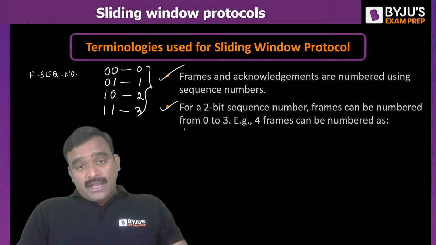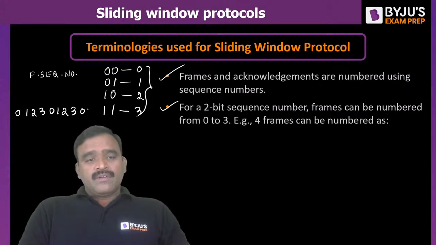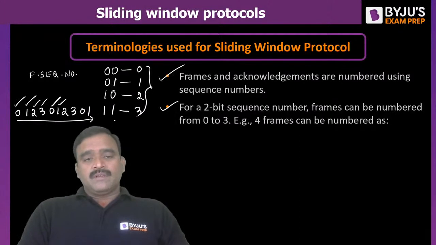But if we have 10 frames, for example, we continuously repeat the sequence 0, 1, 2, 3 and again 0, 1, 2, 3. Like this, we give the frame sequence numbers. So the first frame is 0, the second frame is 1, the third, the fourth, and the fifth frame is again 0, the sixth frame is 1. Like that, repetition of sequence numbers will be there.